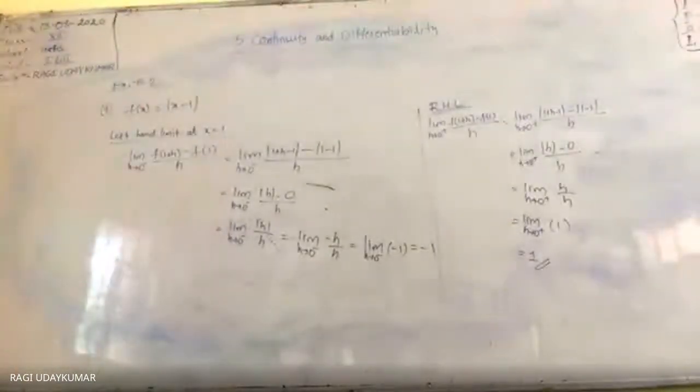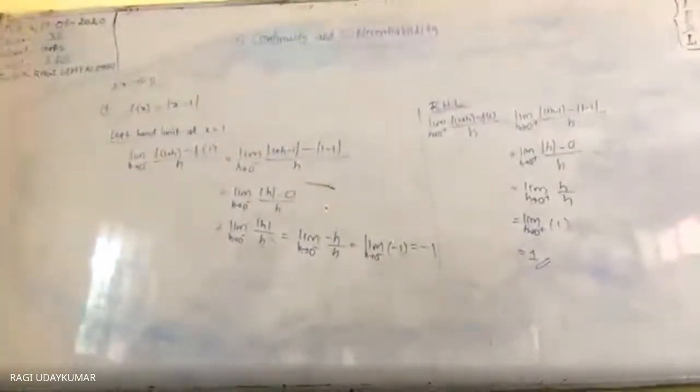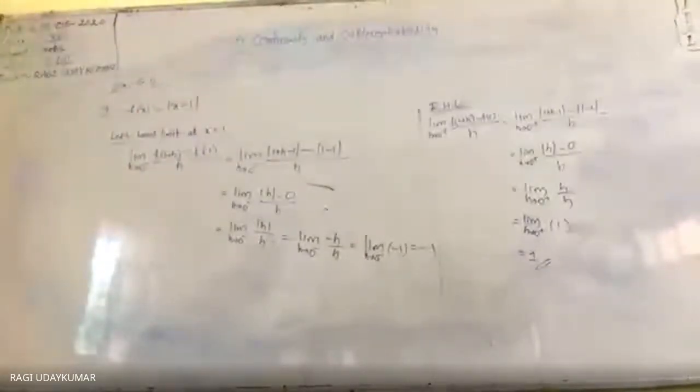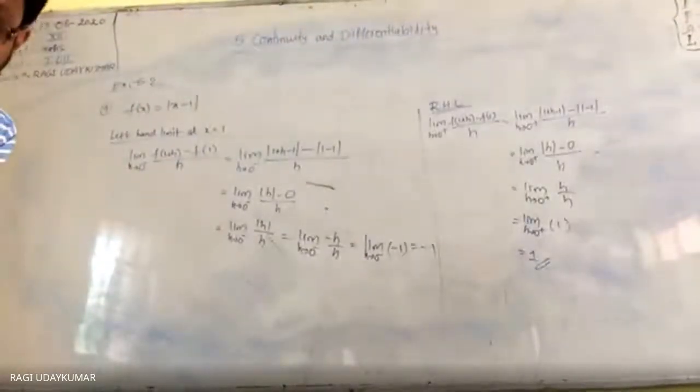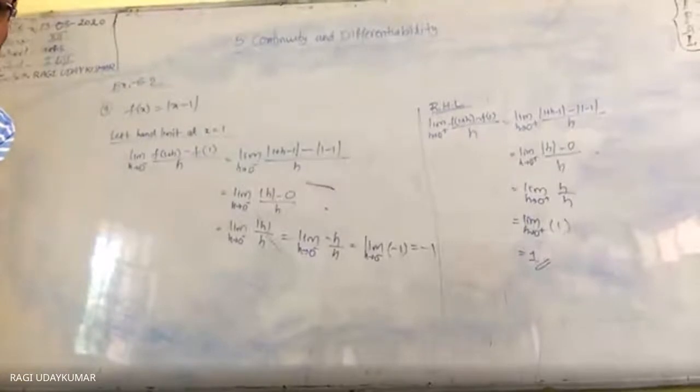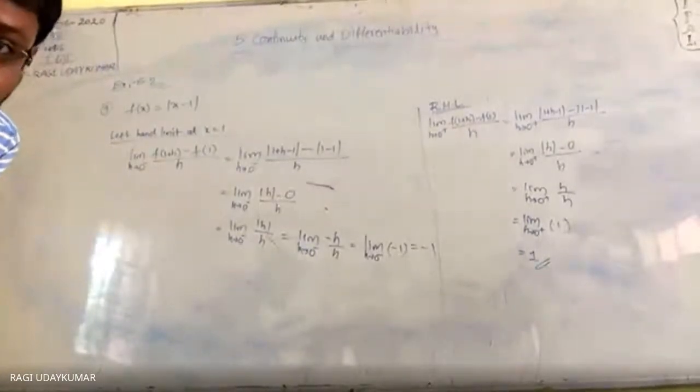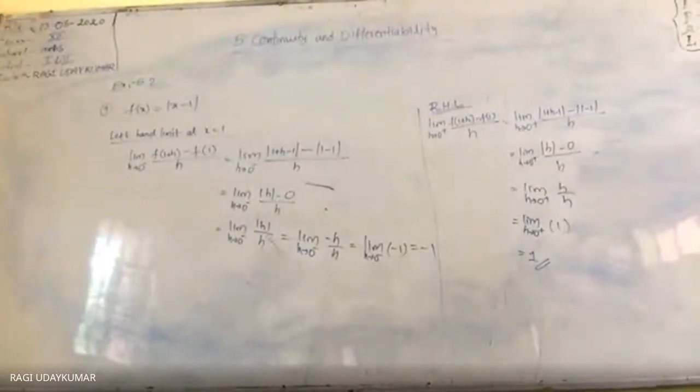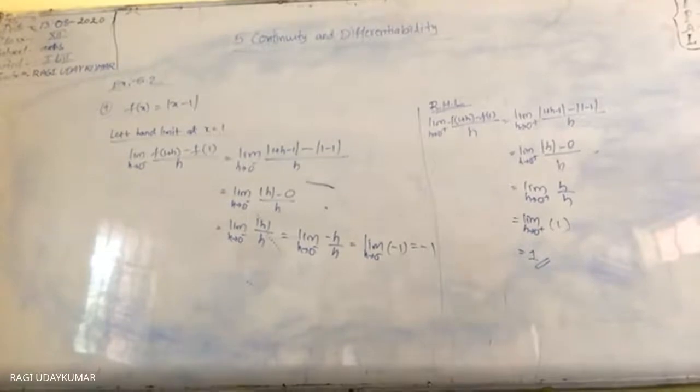This is minus 1, that is plus 1. So the limit is not existing. When the left hand limit and right hand limit are not equal, then the limit does not exist. So since the limit does not exist, you can say that it is not differentiable at x equals 1. Understood?